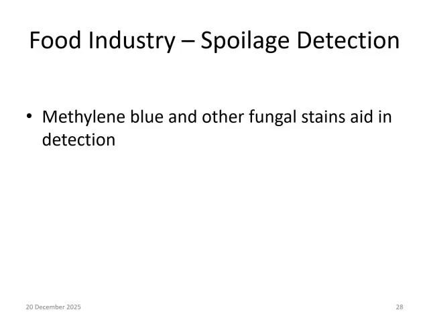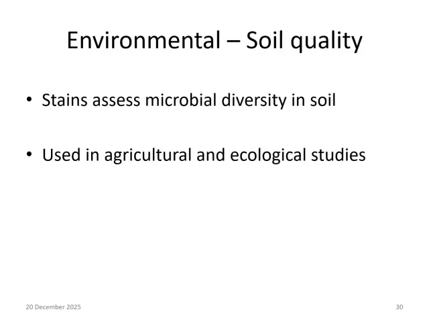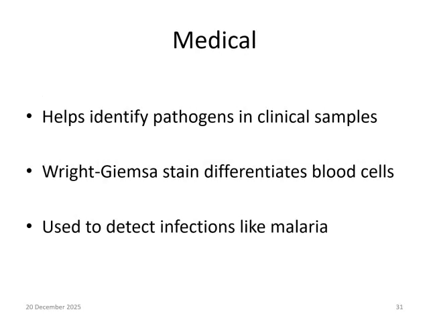Environmental water quality. Staining identifies coliforms, cyanobacteria, protozoa, used in pollution and safety monitoring. Now, environmental soil quality. Stains assess microbial diversity in soil, used in agricultural and ecological studies. Medical: helps identify pathogens in clinical samples. Giemsa stain differentiates blood cells, used to detect infections like malaria.